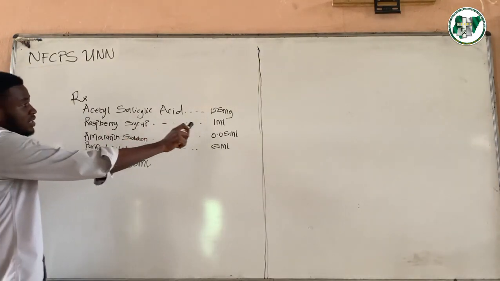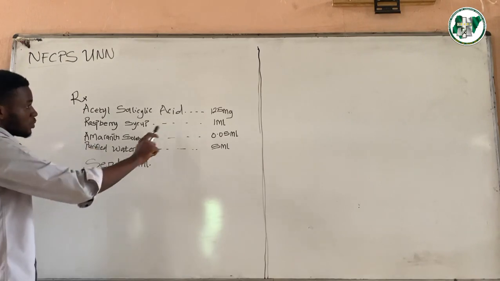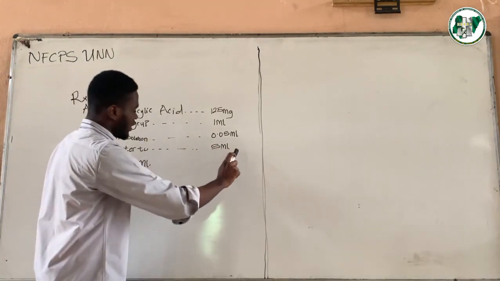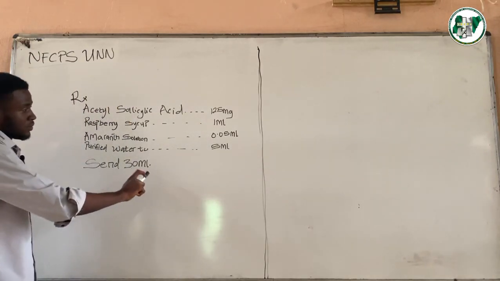Today we are starting with this question, and this is a prescription. It says: acetyl salicylic acid 125 milligram, raspberry syrup 1 ml, amaranth solution 0.05 ml, and purified water to make up to 5 ml. The direction is: send 30 ml.